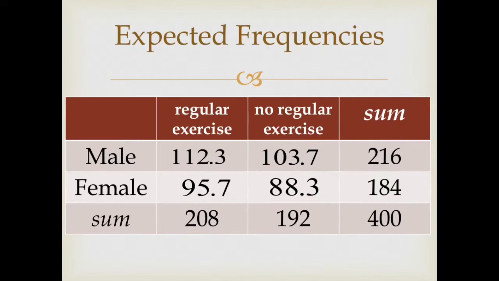Now that we have our expected values, we can plug those in with the observed values to find chi-squared. But we're going to practice finding some more expected values. Let's do some more examples.